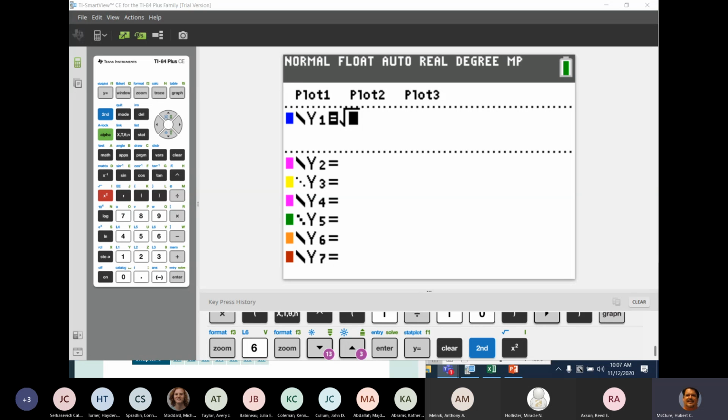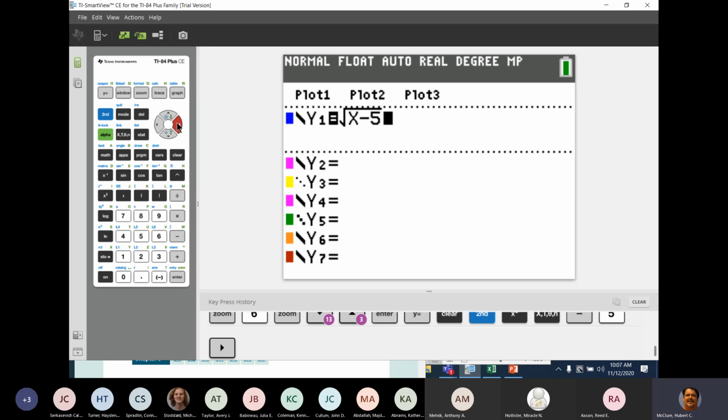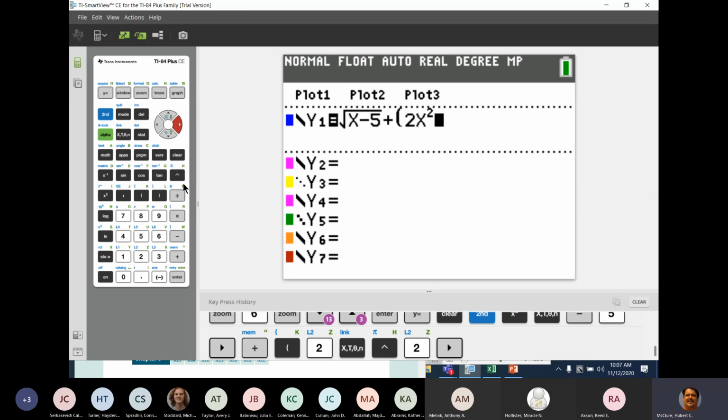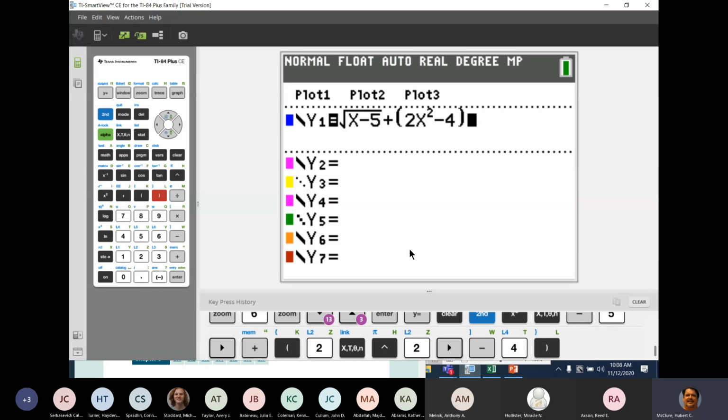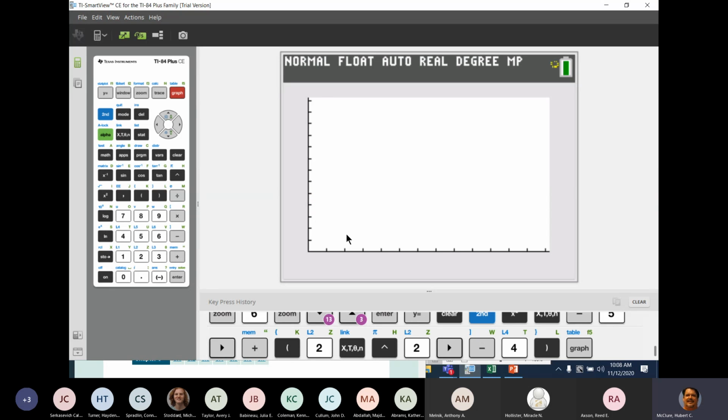Okay. All right, square root of X minus 5. X minus 5, and then go to the right, and then plus parentheses 2X squared minus 4. Again, the only thing you can do is just put a plus symbol there and graph. So go ahead and be zooming that out and see if you can find it.